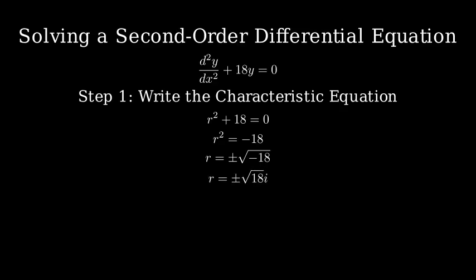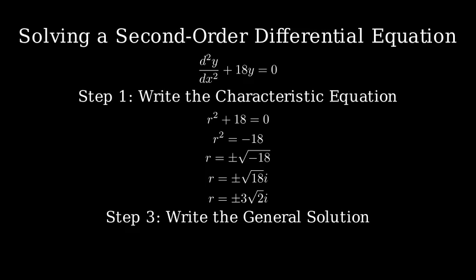This gives us r equals plus or minus the square root of negative 18, which equals plus or minus 3 times the square root of 2 i. Since we have purely imaginary roots, the general solution will be in terms of sine and cosine functions.